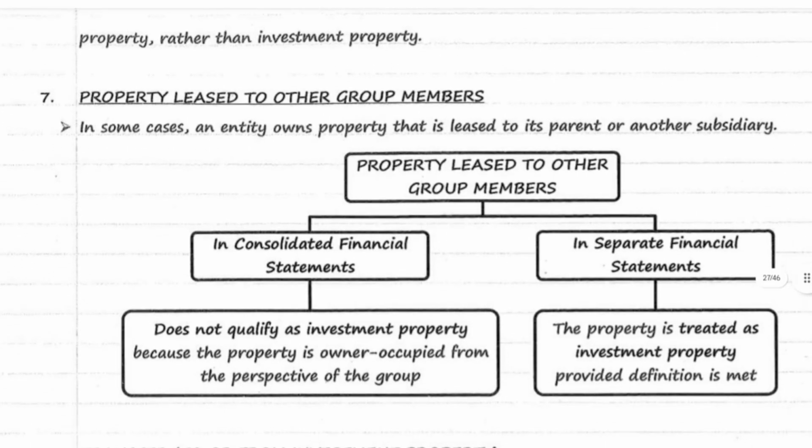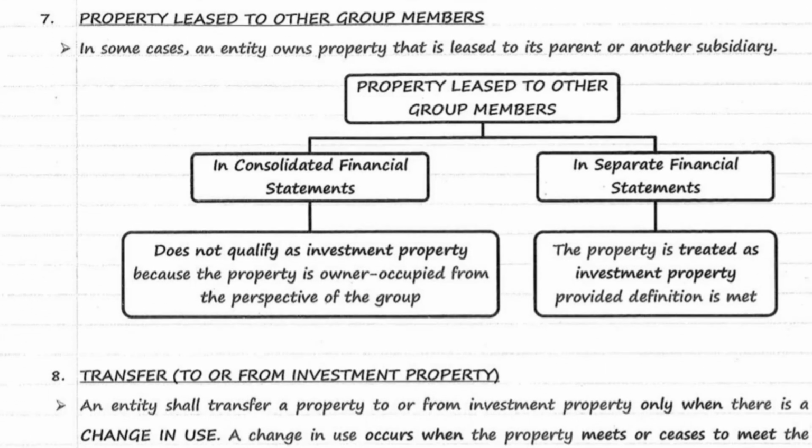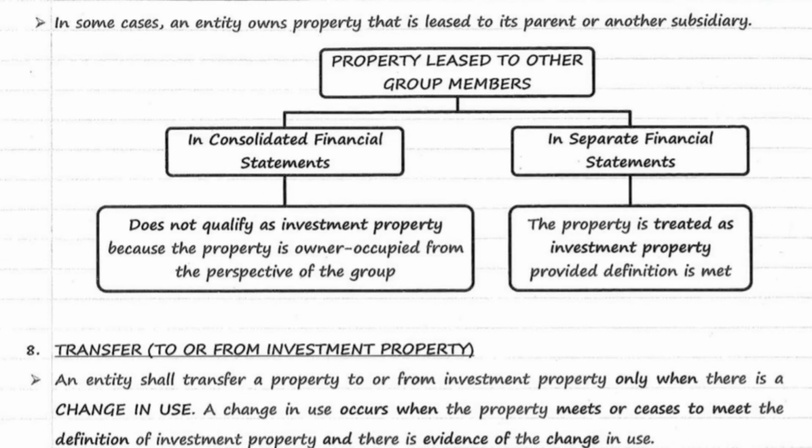Next, property leased to other group members. In some cases, an entity owns property that is leased to its parent or another subsidiary. In case of property leased to other group members, in consolidated financial statements, it does not qualify as investment property because the property is owner-occupied from the perspective of the group. In separate financial statements, the property is treated as investment property, provided the definition is met.